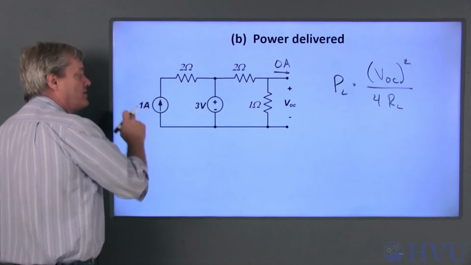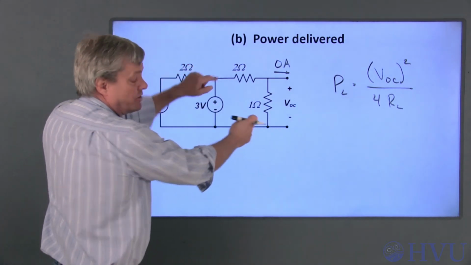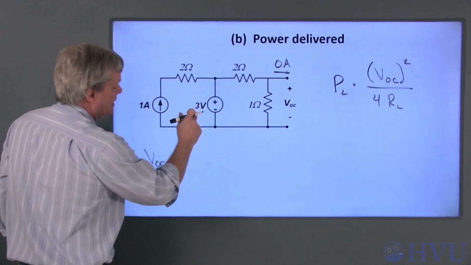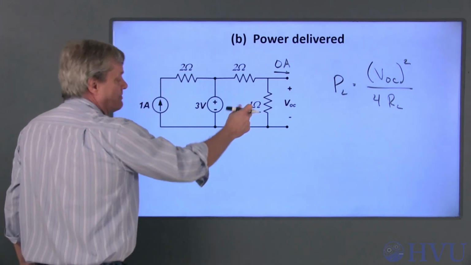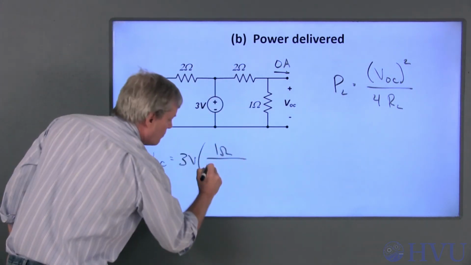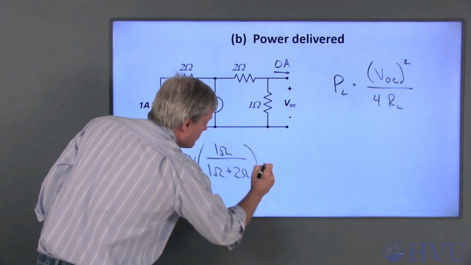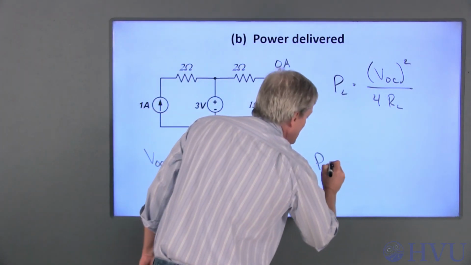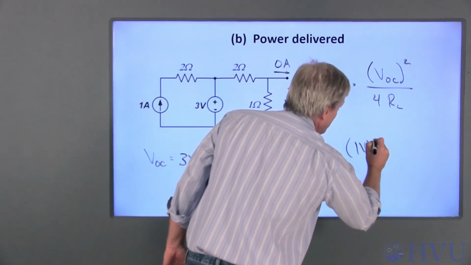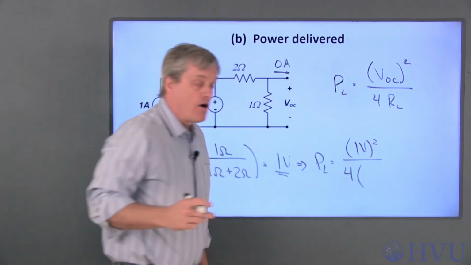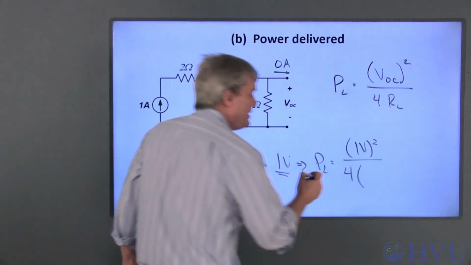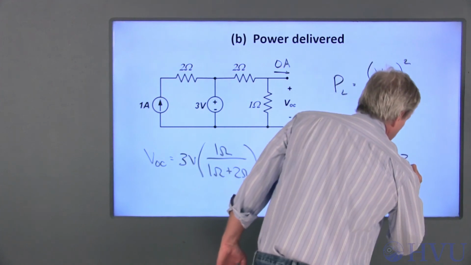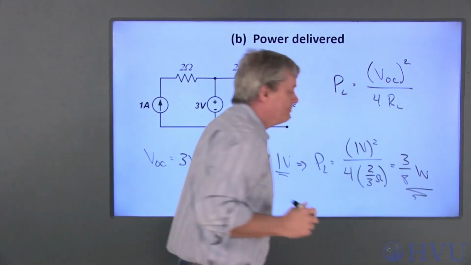For this particular case, the 1 amp source doesn't matter because this voltage source is setting that voltage difference. So VOC, according to a voltage divider, is the total voltage, 3 volts, times this resistance, 1 ohm, over 1 ohm plus 2 ohms. 3 over 3 is 1 volt. So the load power, PL, is VOC squared, so 1 volt squared, over 4 times RL for maximum power. RL is RTH, which is 2/3 of an ohm. 1 over 8/3 is 3 over 8 watts.